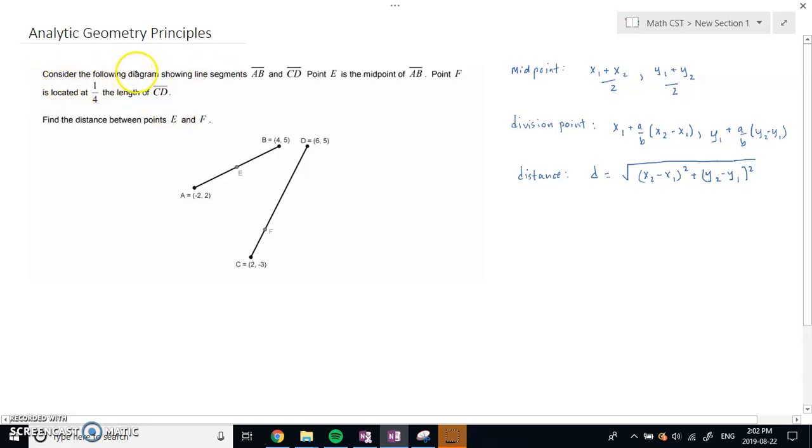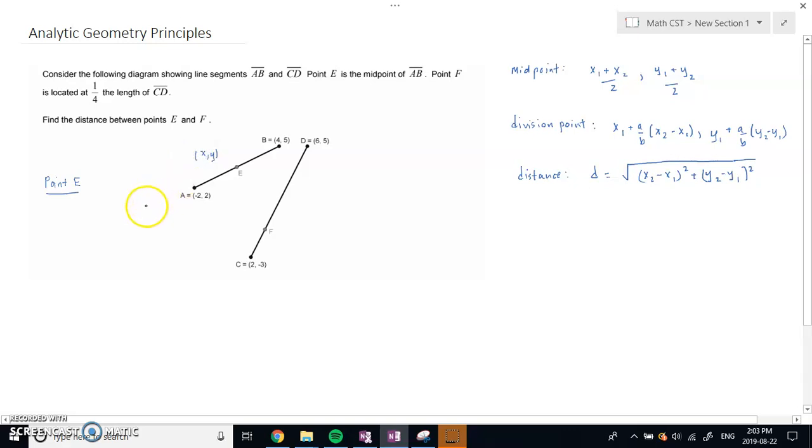It says, consider the following diagram showing line segments AB and CD. So you can see that these are two different lines, AB on the left and CD on the right. Point E is the midpoint of AB. So let's start by finding point E. Now point E is the midpoint, and I've written three formulas up on the right-hand side. When we're looking for a midpoint, we're actually looking for some kind of xy value in the Cartesian plane that marks the location of the middle of the line.